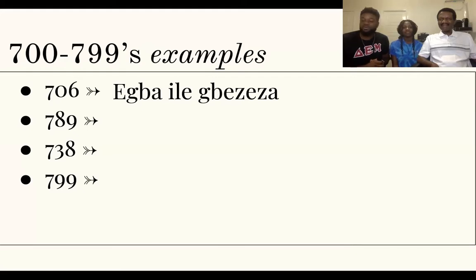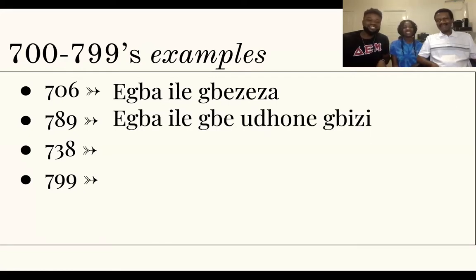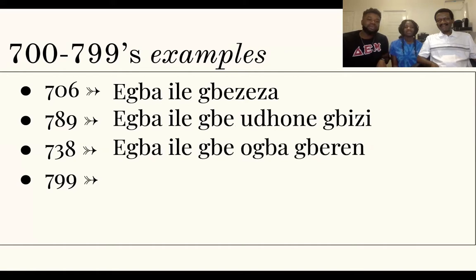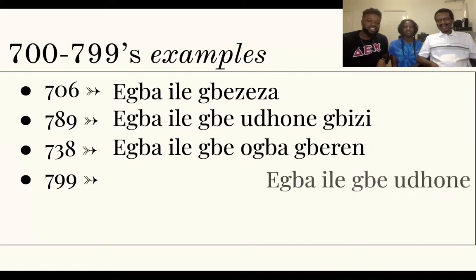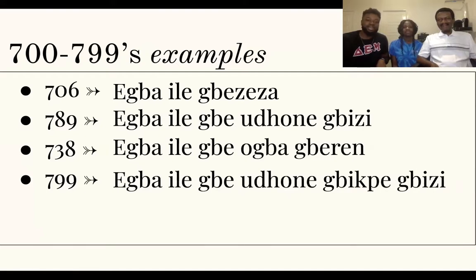All right, well, really hope you paused. So for 789, the answer is Egba Ile Be Udone Bizi. For 738, you have Egba Ile Be Ogwek Beren. And then for 799, you have Egba Ile Be Udone Bigwek Bizi. Whew. All right, so as you can see, there are a little bit of a tongue twisters, but submit in your native tongue. Would you like to repeat these for us?